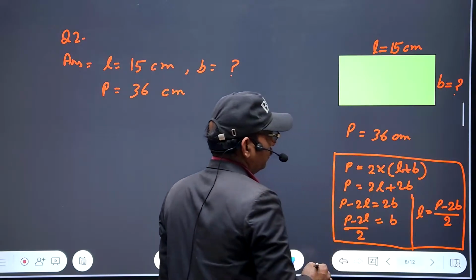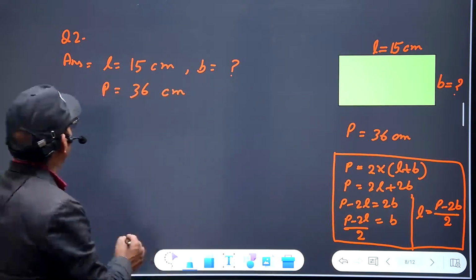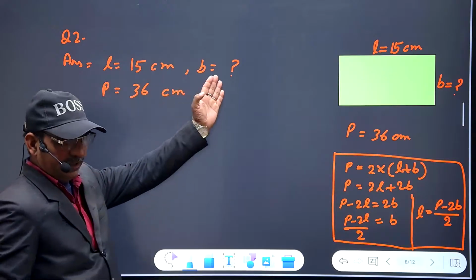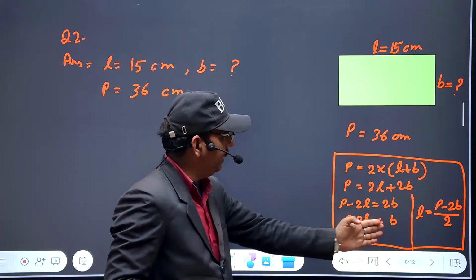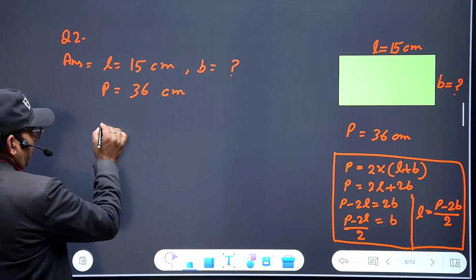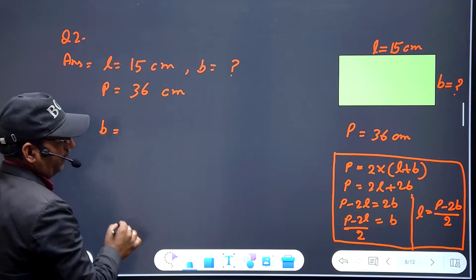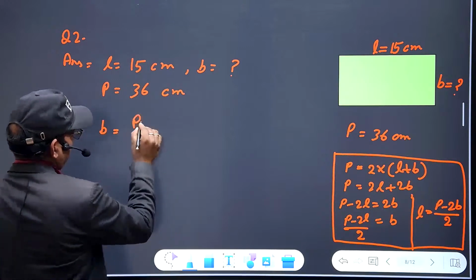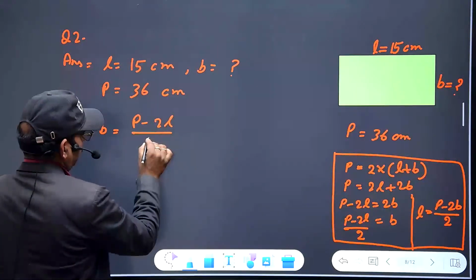Okay. So here, what will you find out? Breadth. So here the formula: B is equal to what is given to you? B is equal to P minus 2L upon 2.